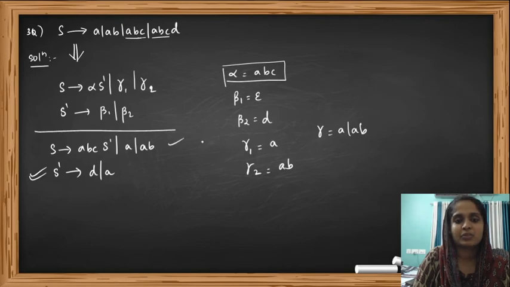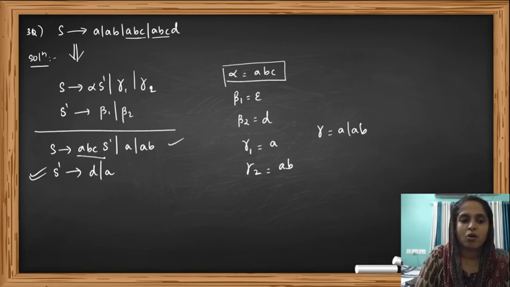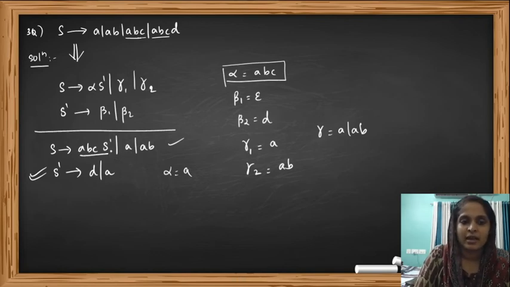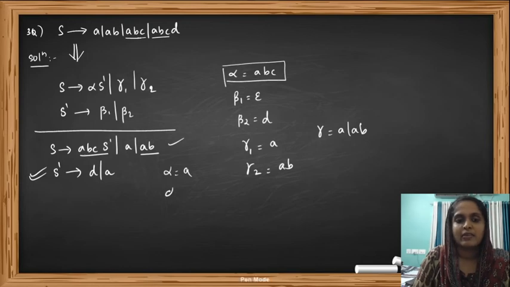So this production S dash is now free from any left factors. But what about the first production? Here we can say that if we consider all the 3 terms, the value of alpha will be A, because all the 3 terms start with a common prefix A. But if we consider only the first and the last production, the value of alpha will be AB, right? So I prefer this one.